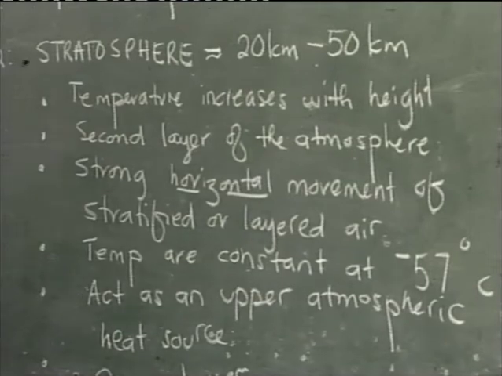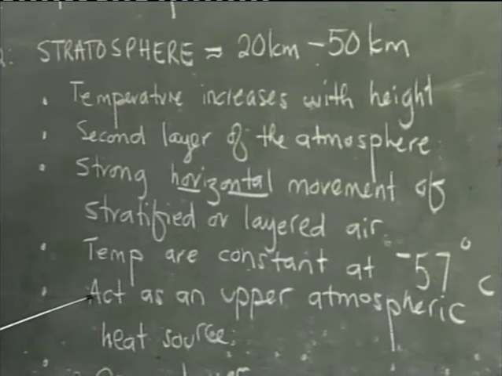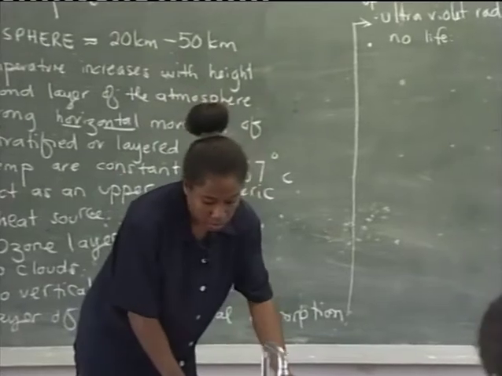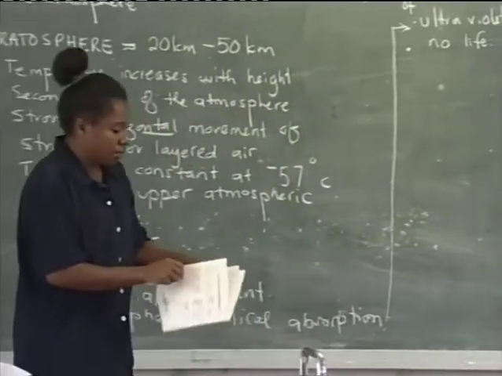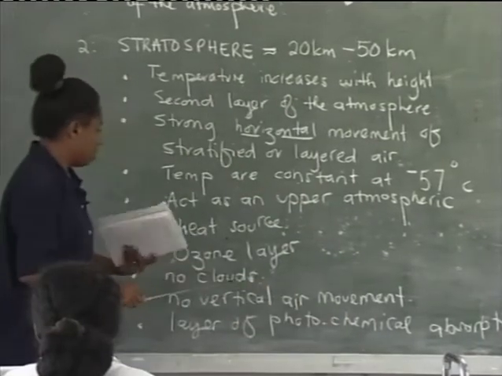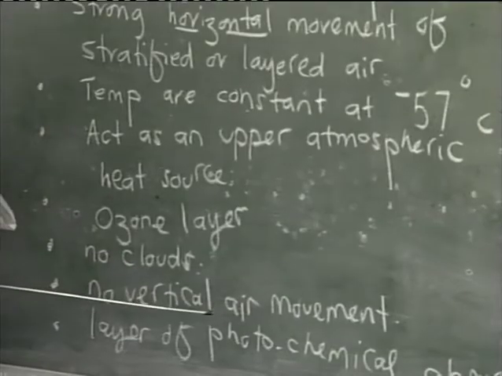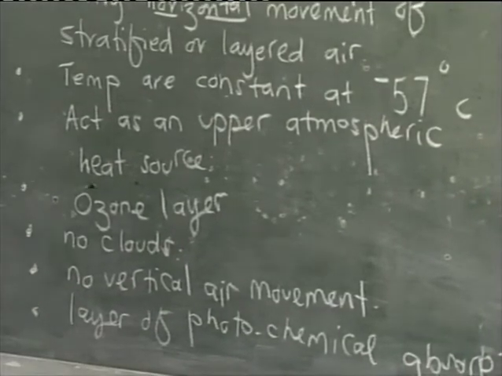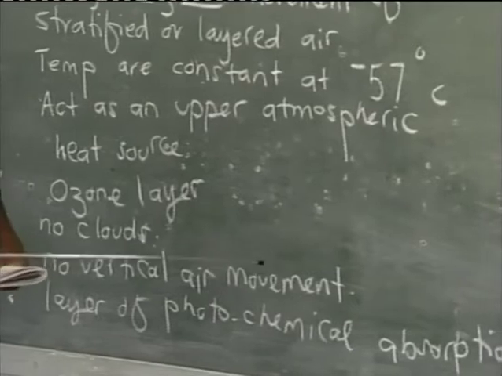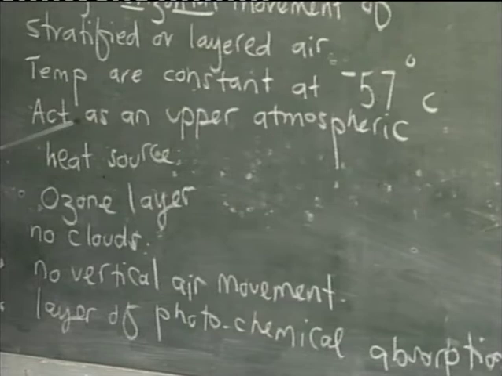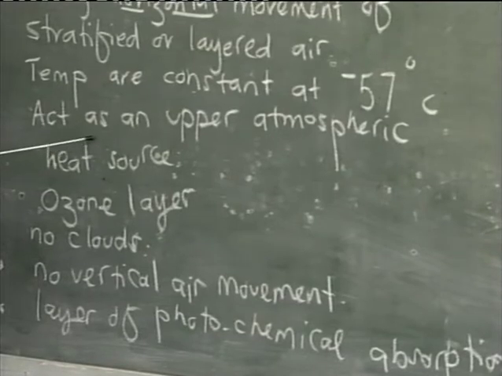This particular layer, the stratosphere, also acts as an upper atmospheric heat source. If one has to explain how that is actually possible, we can look at the ozone layer. With the ozone layer, the ultraviolet radiation is absorbed, and from the absorbing of the ultraviolet radiation, temperatures then tend to increase. And the temperature then can act as an upper atmospheric heat source for that particular zone or layer.